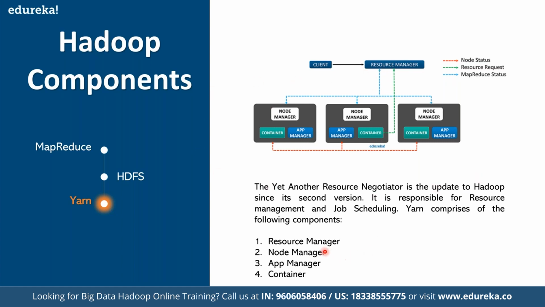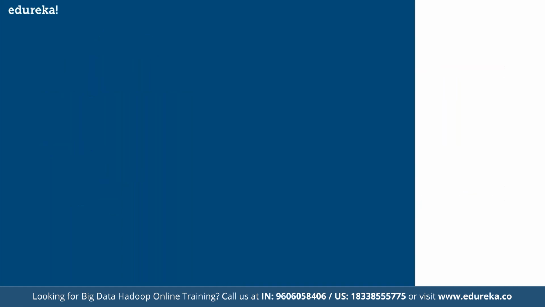So within the YARN cluster, we have a resource manager as a master, we have node manager as a slave, we have containers, we have application master also. So that's all about the architecture of Hadoop.